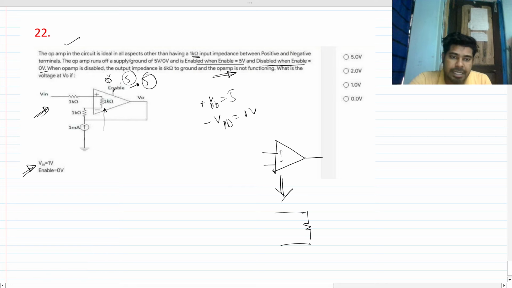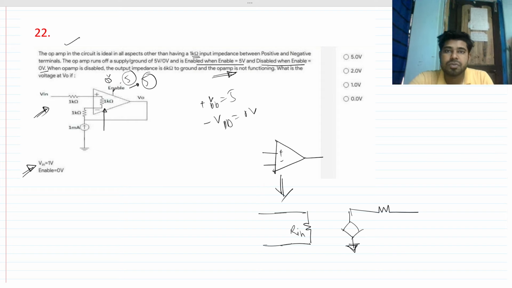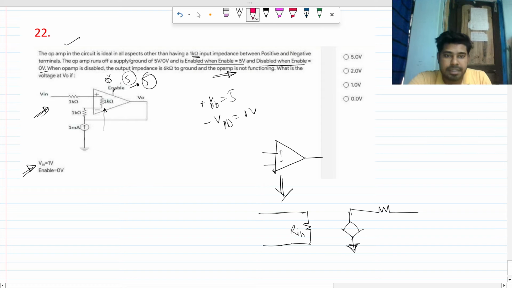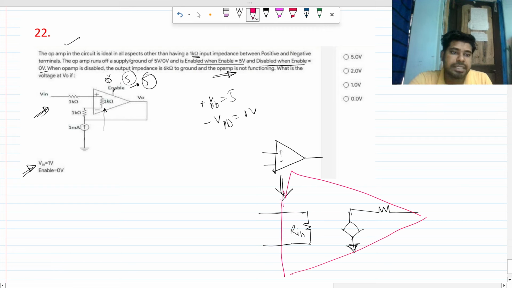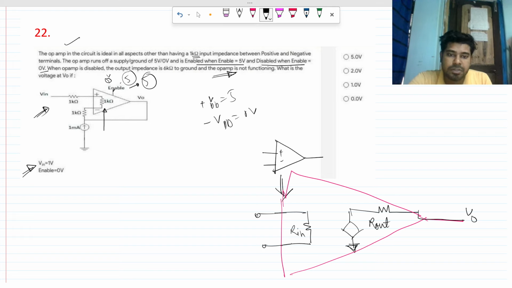So it should be an R in, and it is nothing but a VCVS, voltage controlled voltage source. So this is a real model. If I mark it like this, it is your op amp. This is your V output node, this is your R out, this is your R in, and let's say this is plus, this is minus. That is the meaning of that block.